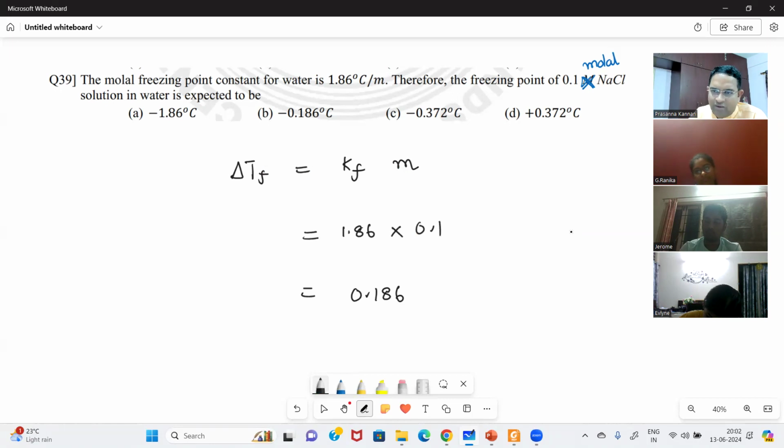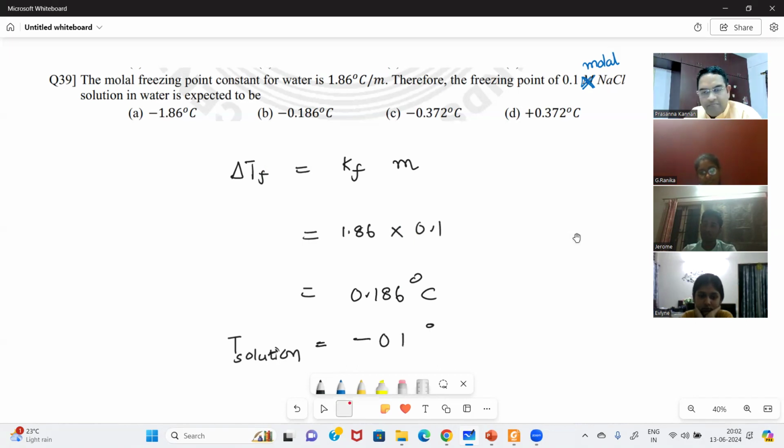So normally the water will freeze at 0 degrees Celsius. Now it will be 0 minus 0.186. So answer should be minus 0.186. Am I right? Not boil, freeze. So a solution should freeze at minus 0.186. Correct now? Yes, Ranika? Yes, sir. Correct.